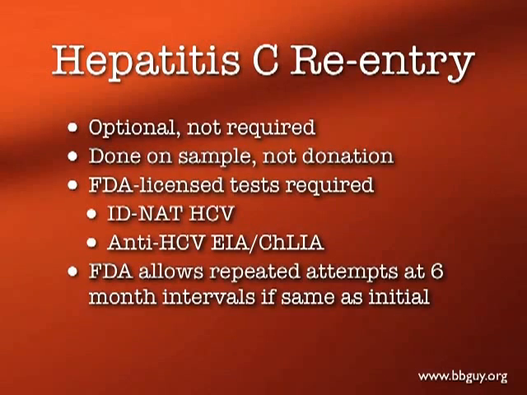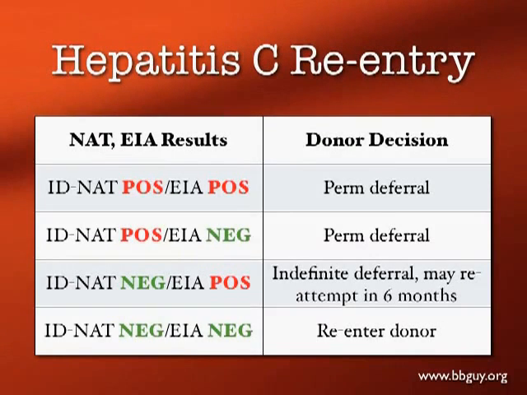And here's how that works. It's optional, not required, as I said. It's done on a sample, not on a donation. In other words, they can't come in and start donating again automatically. If you're going to re-enter them, they have to do a sample first. So you have to do some specific FDA licensed tests, including individual donor NAT, in other words, non-pooled NAT looking for HCV, as well as an EIA or chemiluminescent assay. If those results are, this next slide shows it basically, if those results are anything but completely negative, then the donor is not going to be allowed to re-enter.